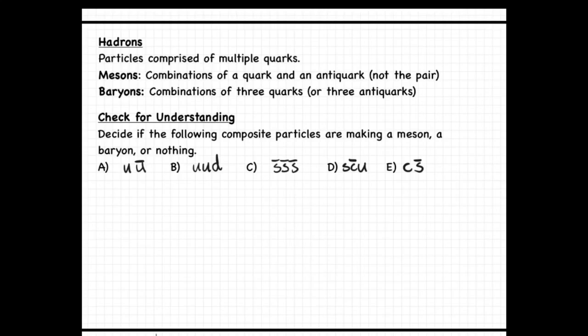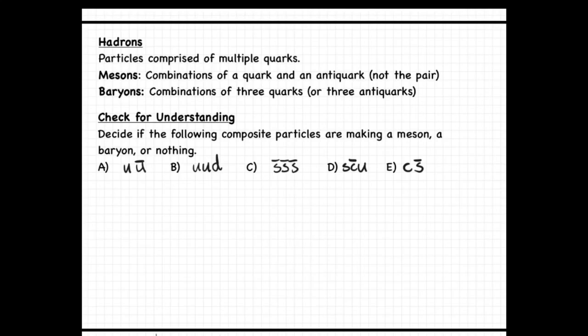And lastly, Max, E. That would be a meson. Absolutely. Cool? In the weird case of A, where you have an up and an anti-up, when they do make a stable meson, they're their own antiparticle.